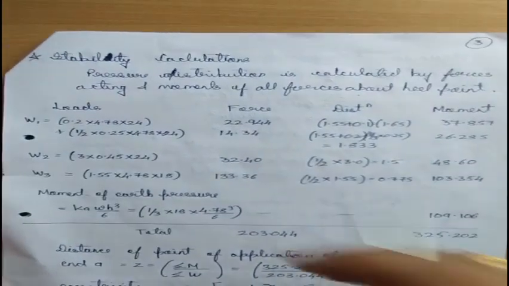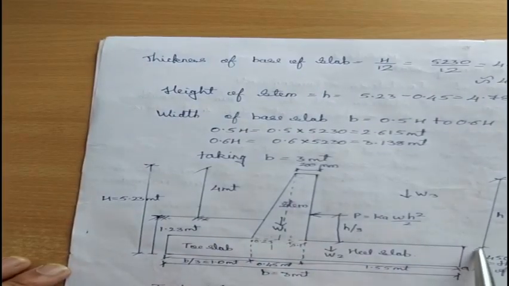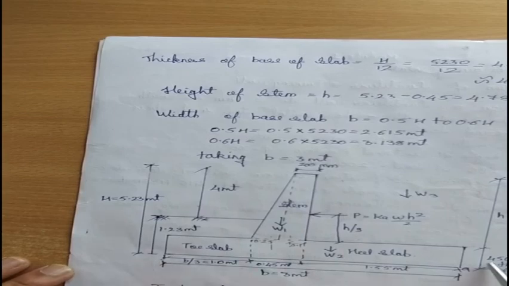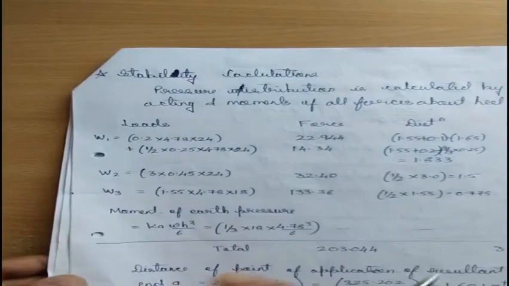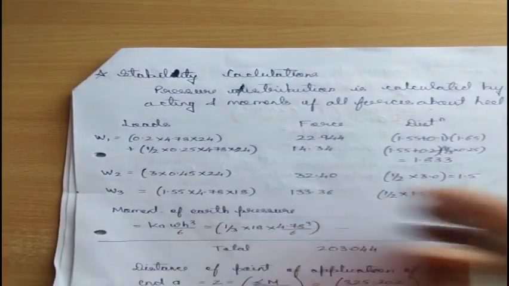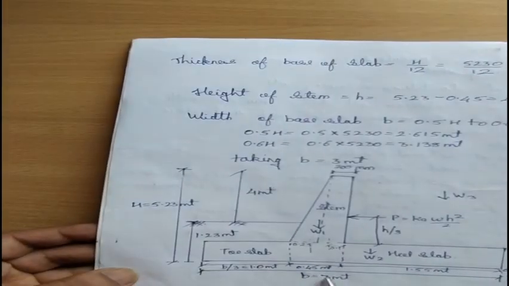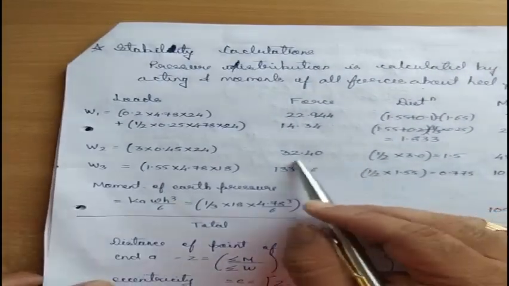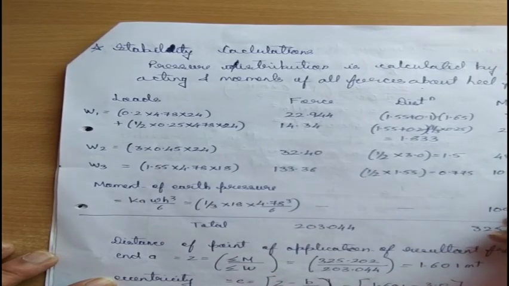Now let us see W2. W2 is nothing but the base slab. The dimension of this base slab is rectangular, 0.3 into 3 into density, which is 432.4 and the distance is half of 3, which is 1.5 meter. So force into distance, we got 48.6.